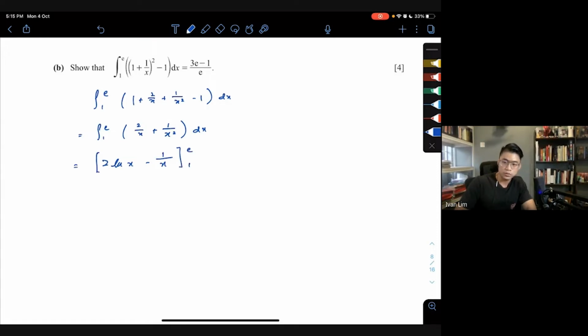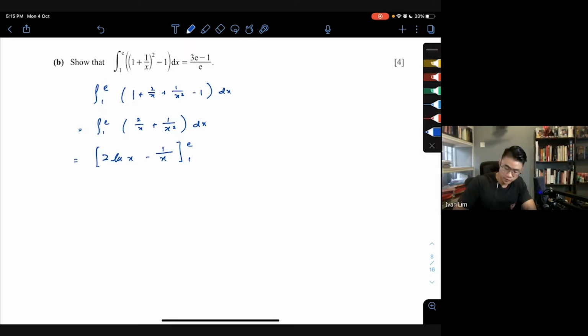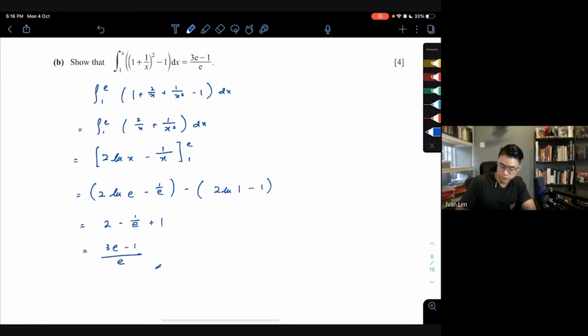Integrate from 1 to e. Then you get 2 ln e minus 1 over e minus 2 ln 1 minus 1, which equals 2 minus 1 over e plus 1. And then you will get 3e minus 1 over e. Proven. There we go. Question 8 is done.